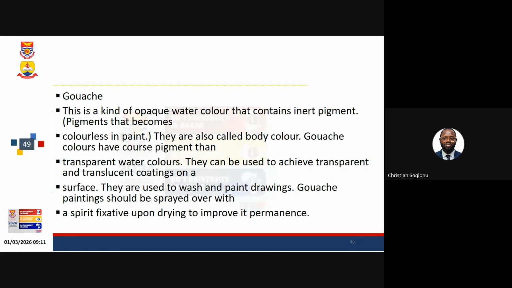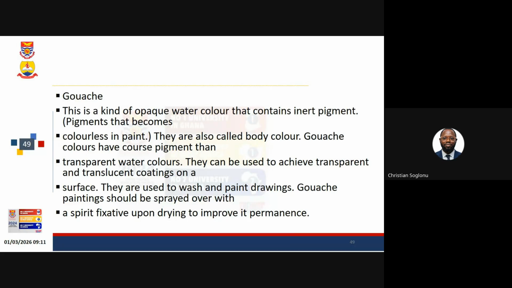Gouache painting should be sprayed over with a spirit fixative upon drying to improve its permanence. So, as compared to the watercolor, after everything you are done with your work, you spray it with a spirit fixative to make the work permanent and last longer for you. That is why we use fixative. You spray a spirit fixative on gouache.